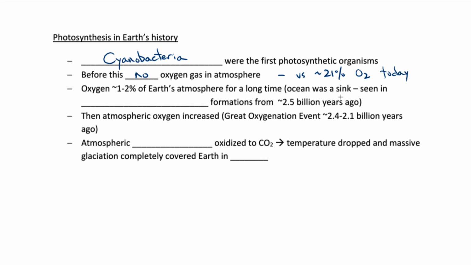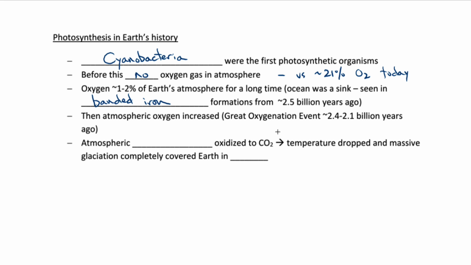The ocean was a sink, and in fact what was happening was the oxygen was reacting with iron in the ocean, and that's seen in banded iron formations that formed around 2.5 billion years ago. So the oxygen was reacting with iron and effectively rusting out the oceans, and a lot of oxygen was consumed in that way, and it was only when that iron was used up that oxygen was no longer reacting with iron, and started to build up in the atmosphere.